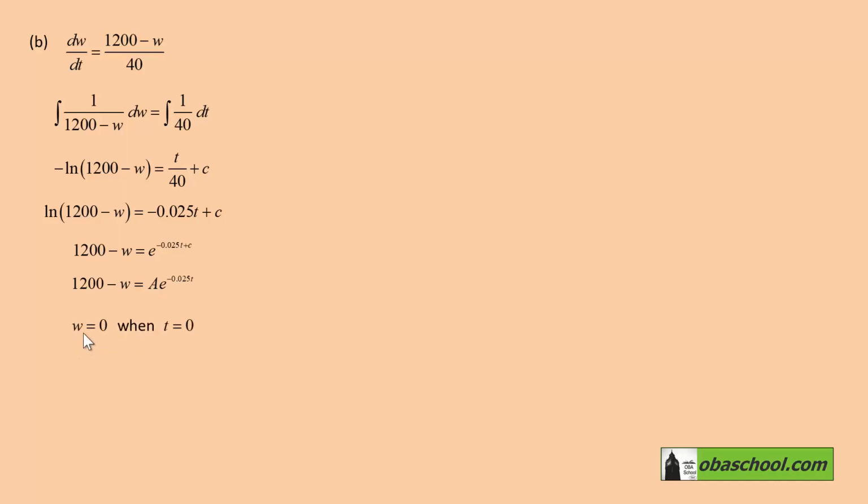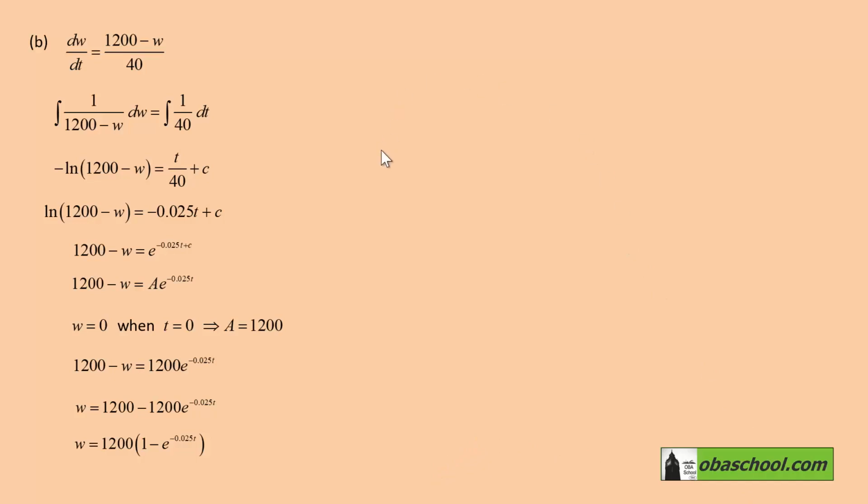W equals 0 when t equals 0. And that gives us that A is 1200. So 1200 minus W is 1200 e to the negative 0.025t. And we can rearrange that to give us W equals 1200, take away 1200 e to the negative 0.025t. And we could even factorize out the 1200.